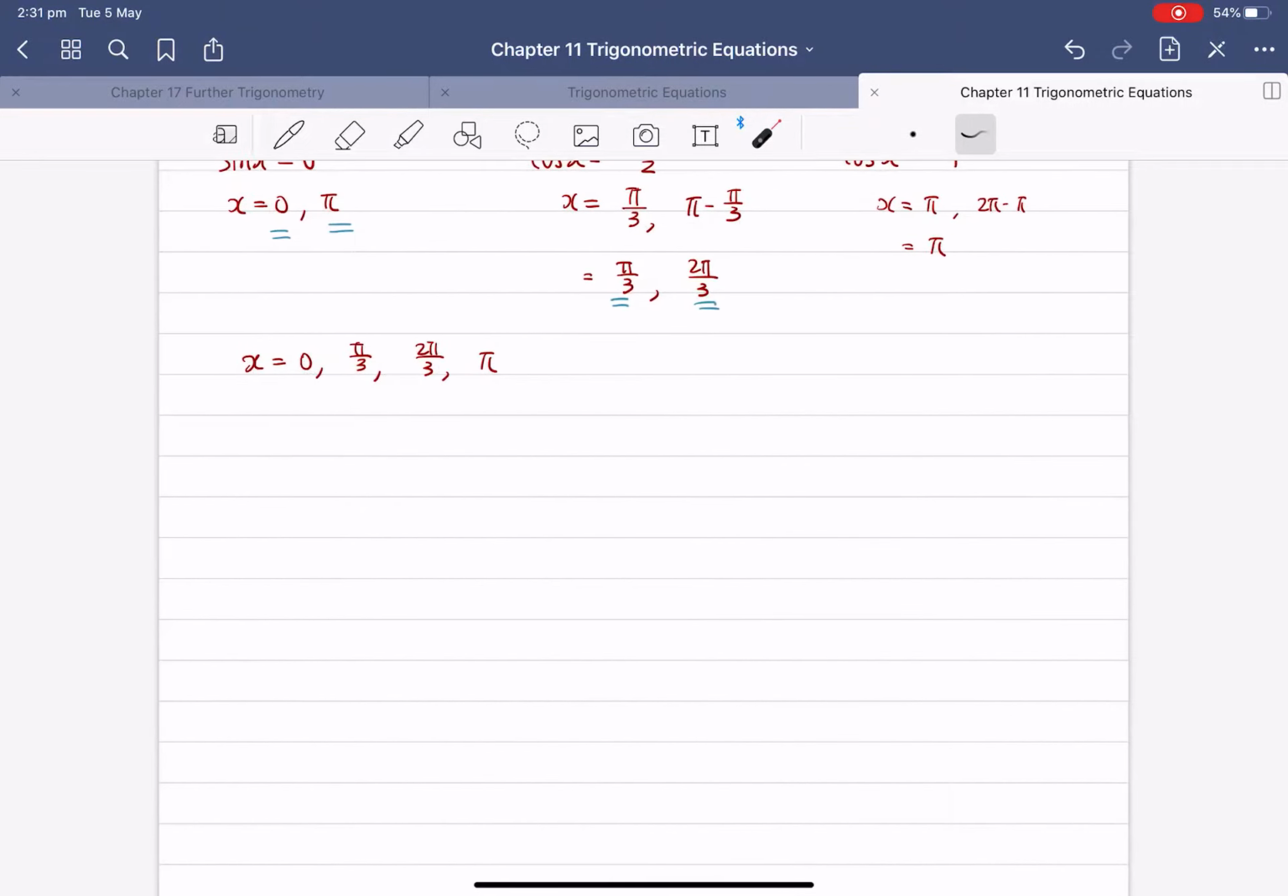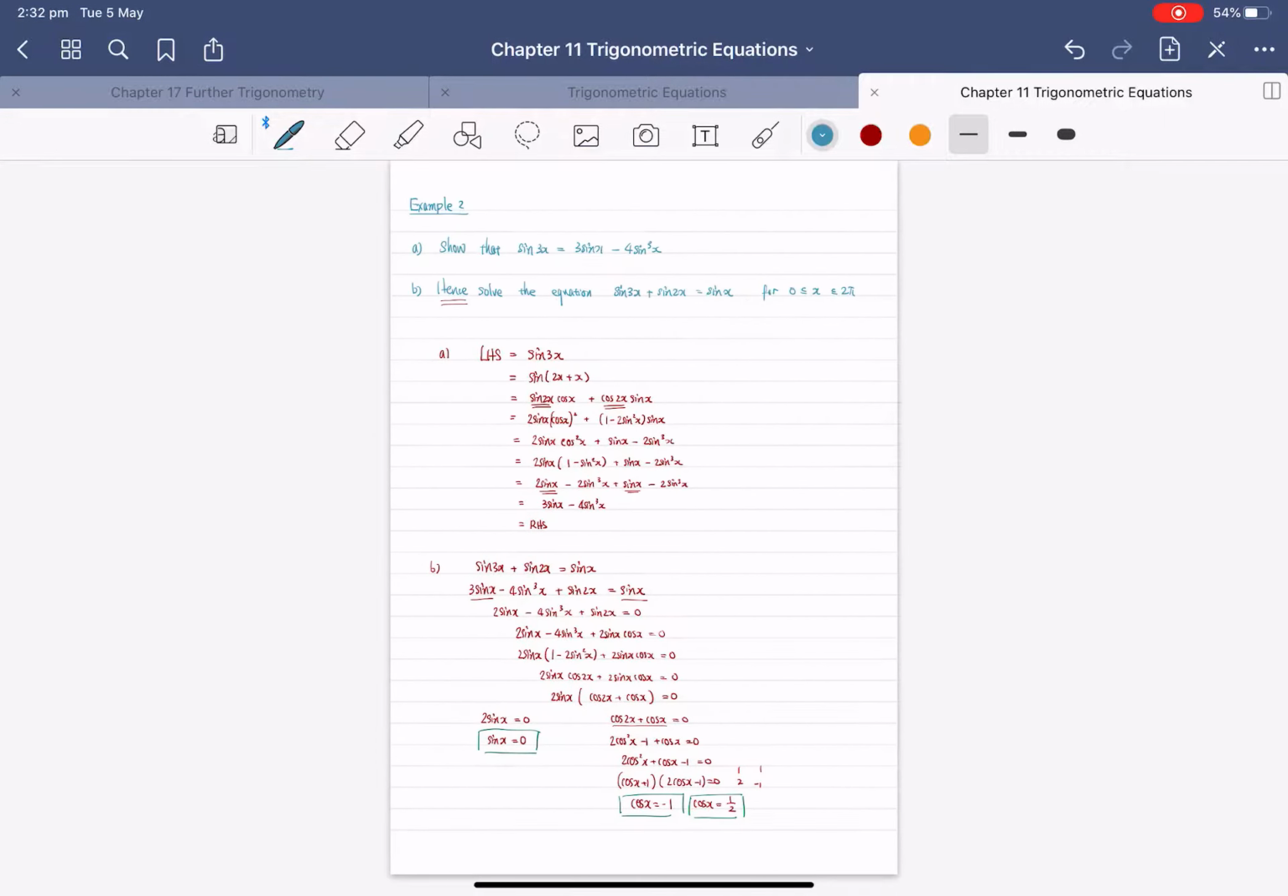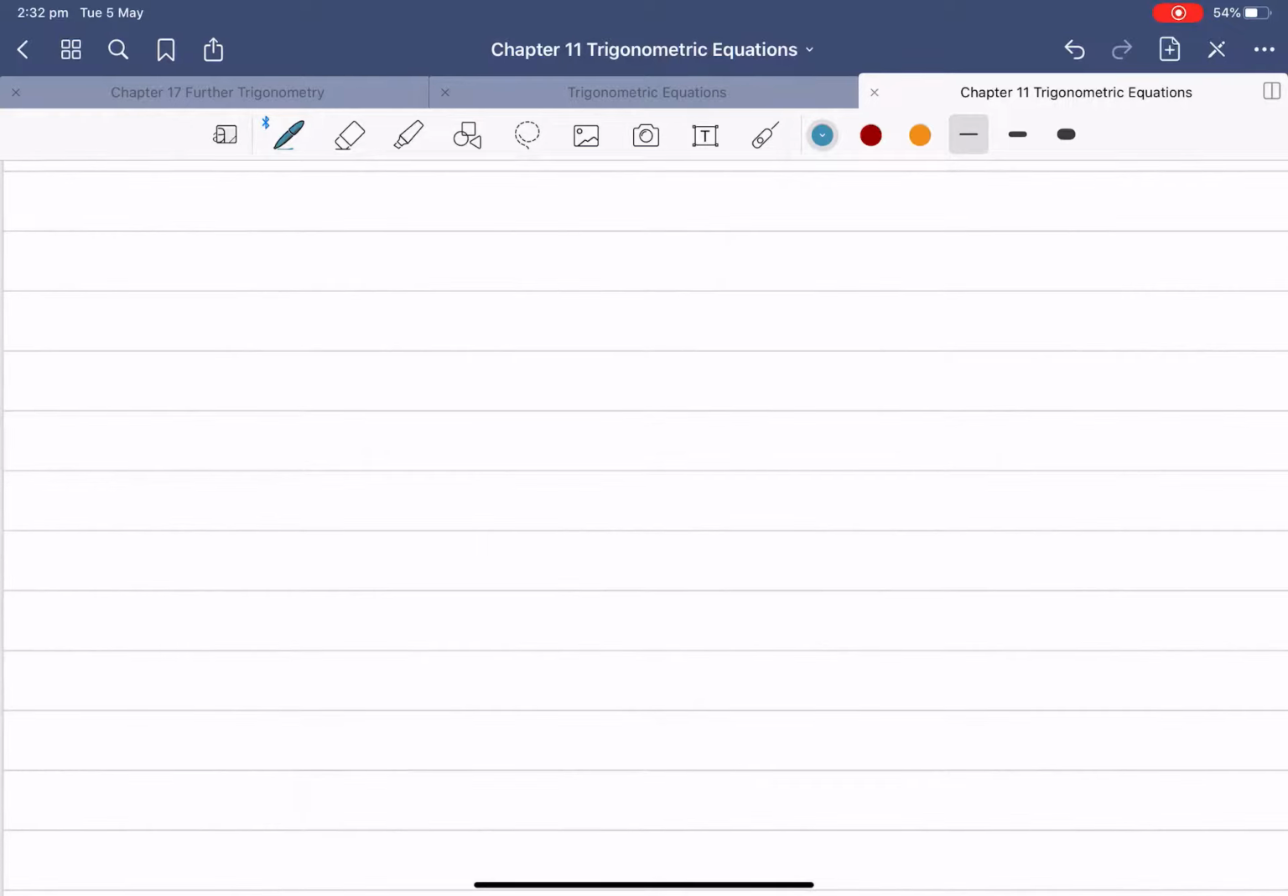All right, I would like to do one more. I'm just going to pick a really hard question to do. I'm not really sure if this is hard or not, but it looks pretty hard. That's example 2. So let's just call this example 3.